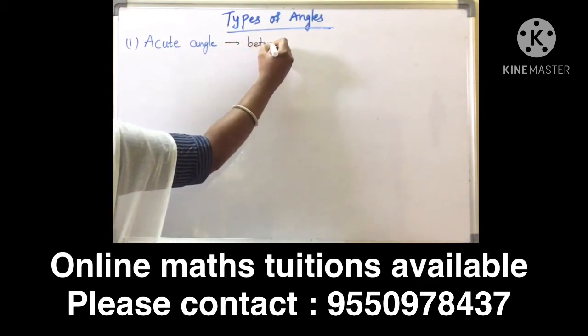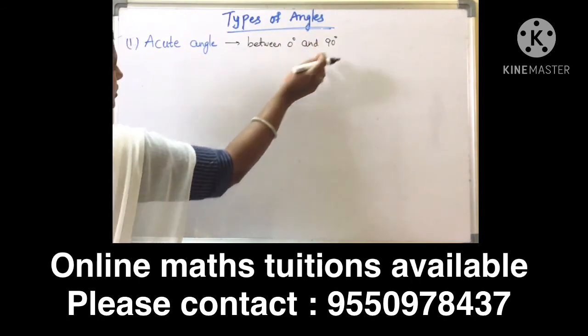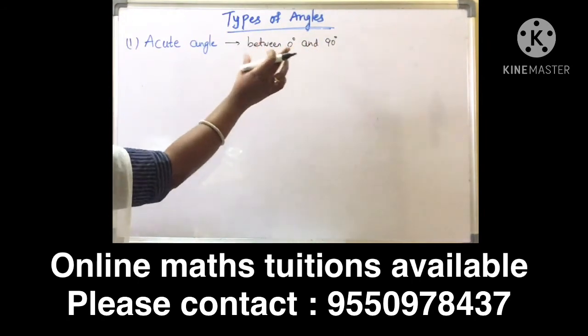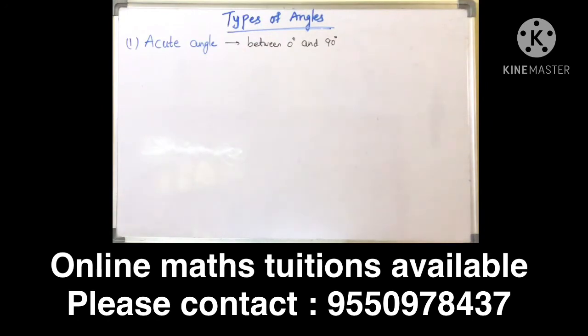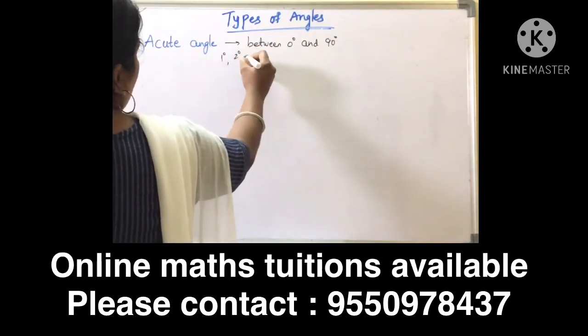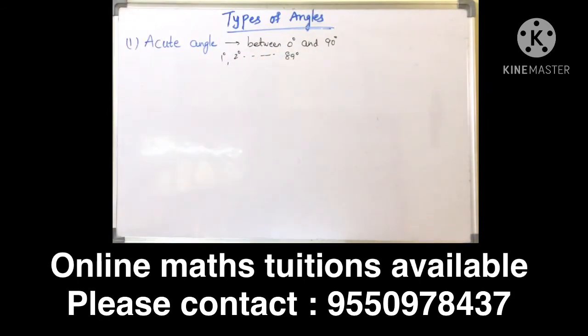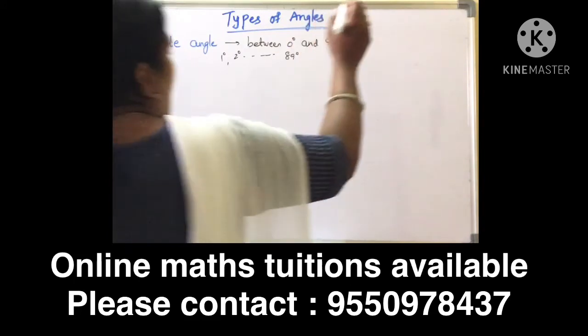So between 0 degrees and 90 degrees. You know what between is? Between means the numbers which are in the middle of 0 and 90. It means 0 and 90 are not acute. Between 0 and 90 are acute. So like 1 degree, 2 degrees, so on up to 89 degrees. This forms an acute angle. So the definition of acute angle is: an angle whose measure lies between 0 degrees and 90 degrees is called an acute angle.